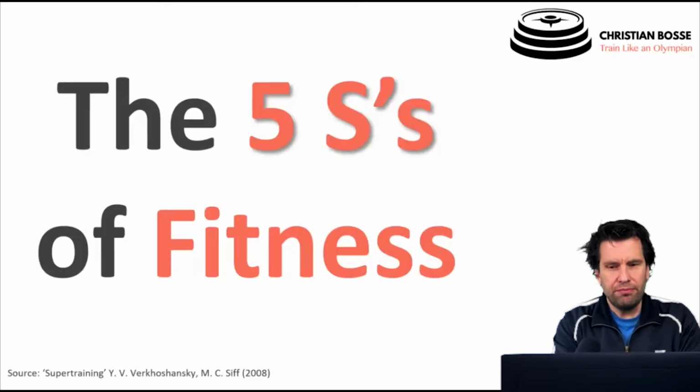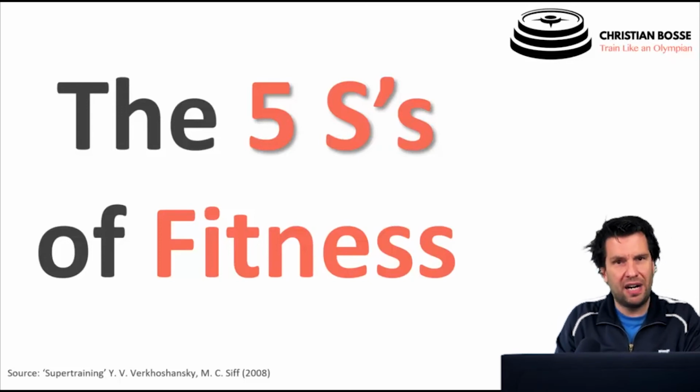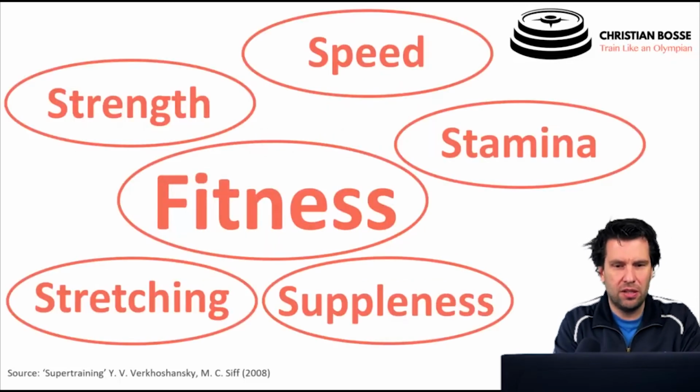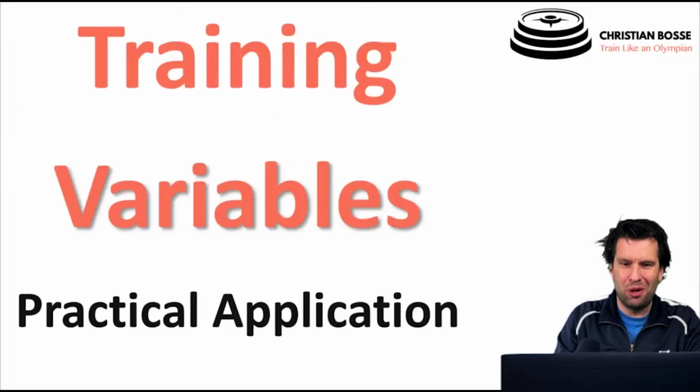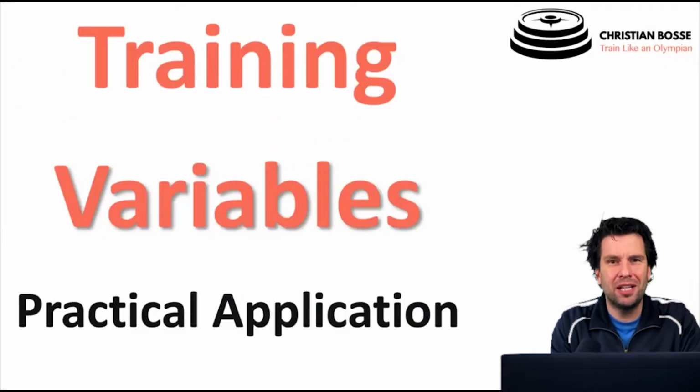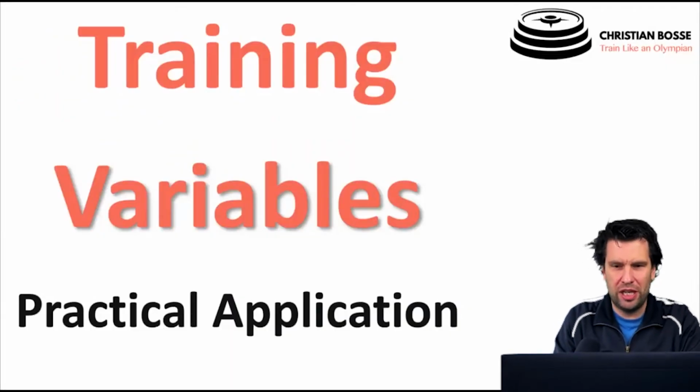So if you want to go into detail on that, we can also use the model of Verkhoshansky and Siff, where they look at the 5 S of fitness: strength, speed, stamina, stretching, and suppleness. But back to the topic, we want to talk about training variables and the practical application when it comes to training methods.